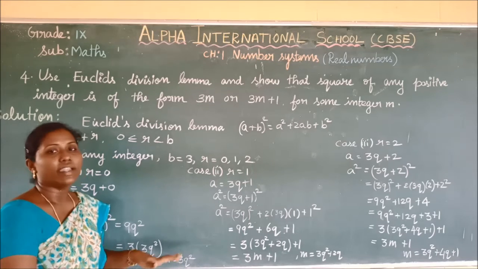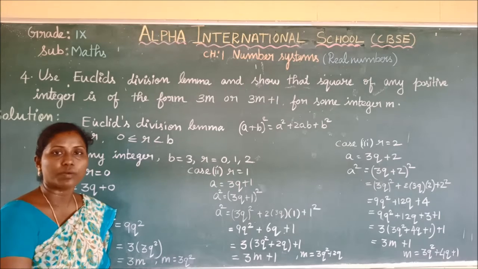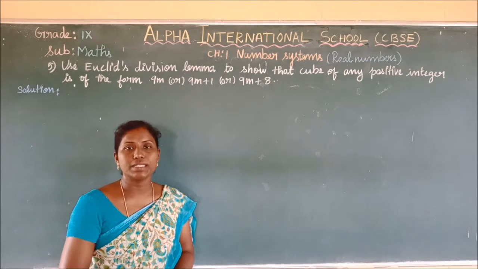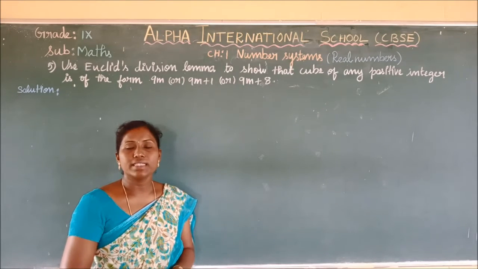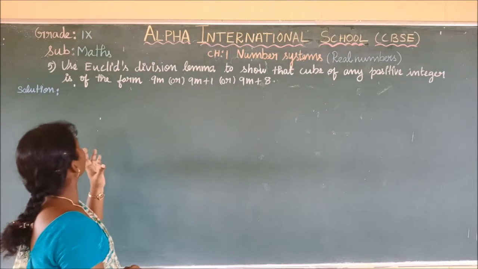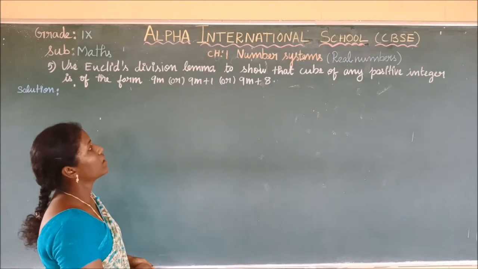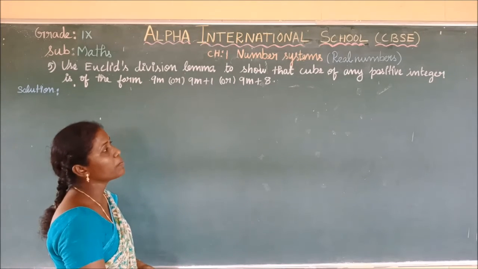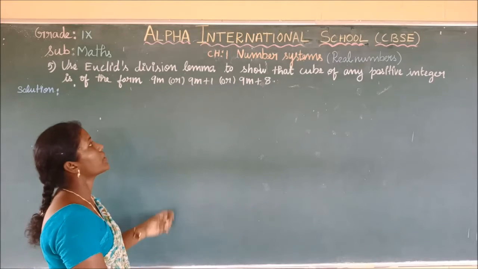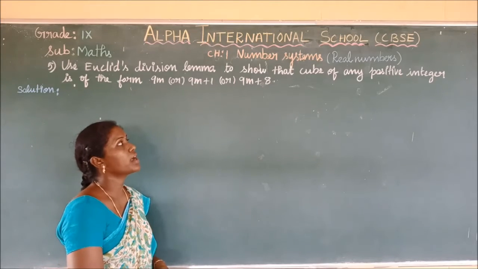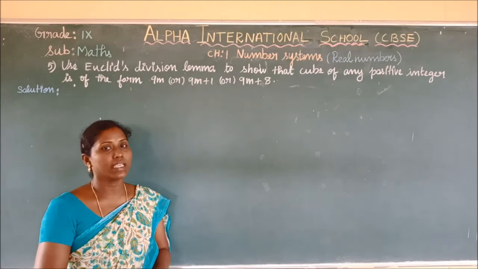Okay children, next we will solve the fifth problem. Yes, now we are going to see the fifth problem. Let us see the first question now. Use Euclid's division lemma to show that the cube of any positive integer is of the form 9m or 9m plus 1 or 9m plus 8.